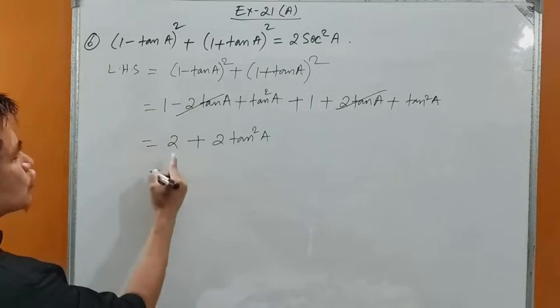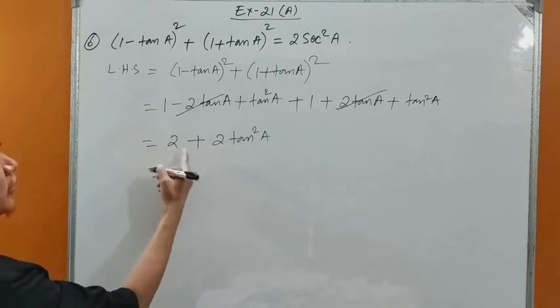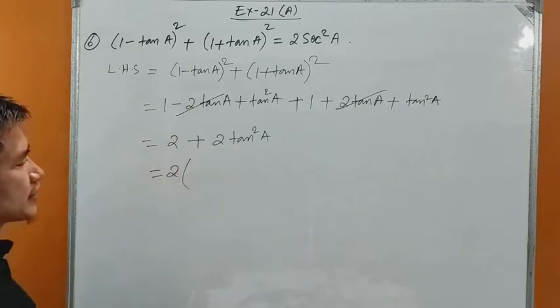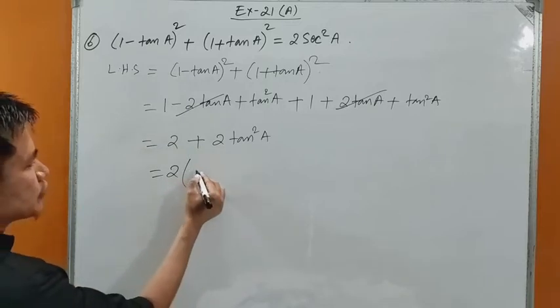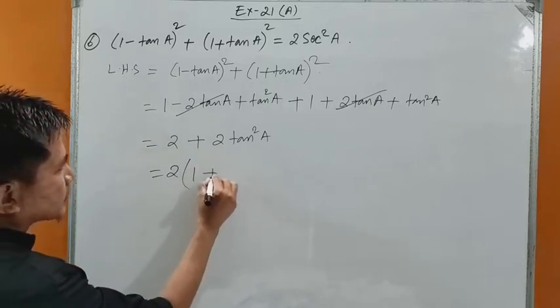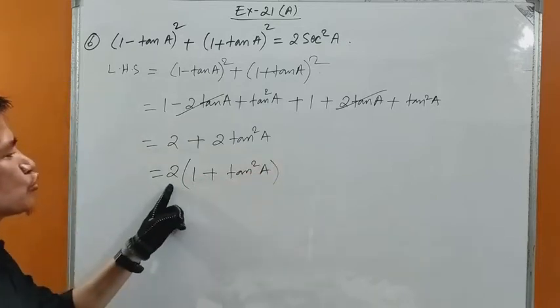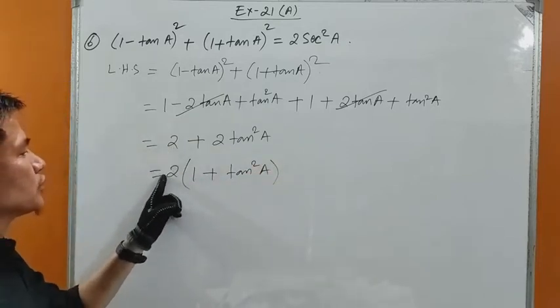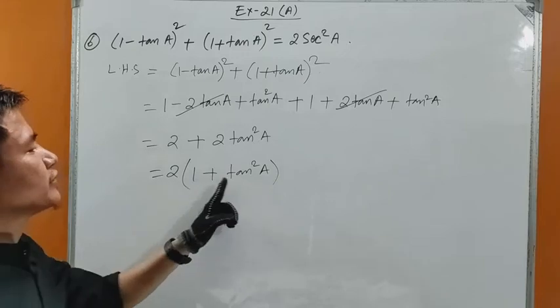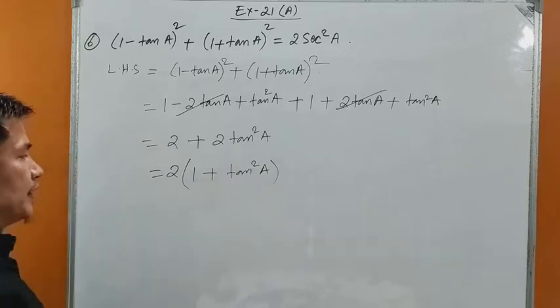Now let us take 2 common from this, okay? 2 is taken common out, so what remains within the bracket? 1 plus tan square A, isn't it? So 2 ones are 2, plus into plus is plus, 2 into tan square A is 2 tan square A.